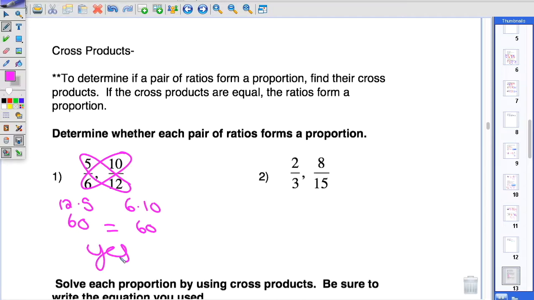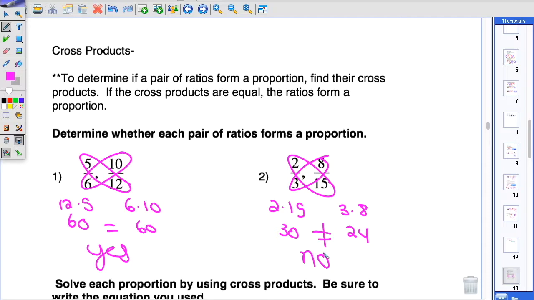In number 2, we have 2 over 3 and 8 over 15. So we're going to do our cross products. 2 times 15 is 30. 3 times 8 is 24. Since 30 is not equal to 24, this does not form a proportion.